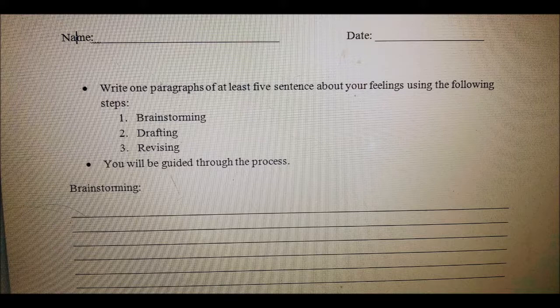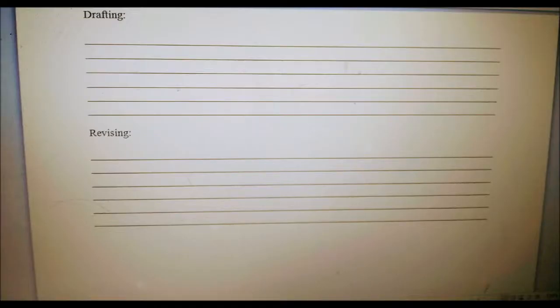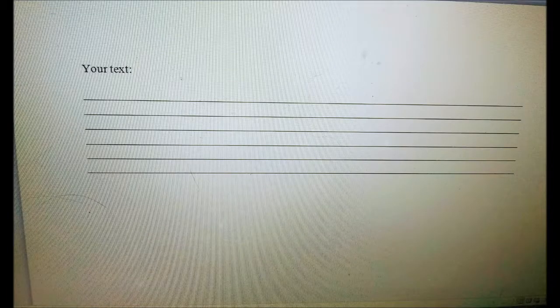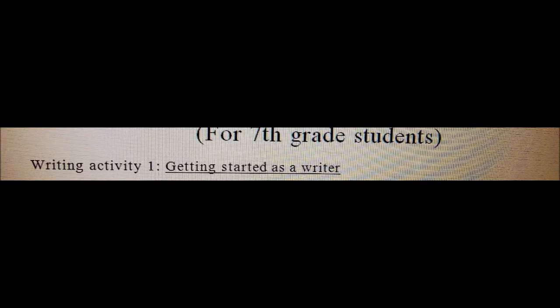This is how the activity looks like. It is divided in 3 parts, the 3 first steps in the writing process. It is a really simple activity. The student has to write 1 paragraph of at least 5 sentences about their feelings. So let's get started as a writer.